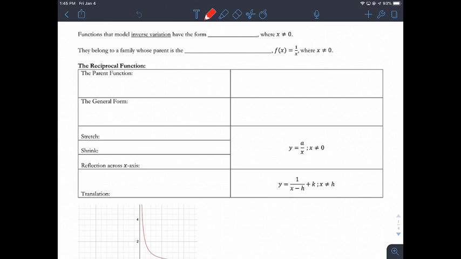So, functions that model inverse variation have the form f of x is equal to a over x, where x does not equal 0. X can't equal 0 because if x equaled 0, we'd be dividing by 0, and we don't ever want to divide by 0. So, a divided by x. They belong to a family whose parent is the reciprocal function.